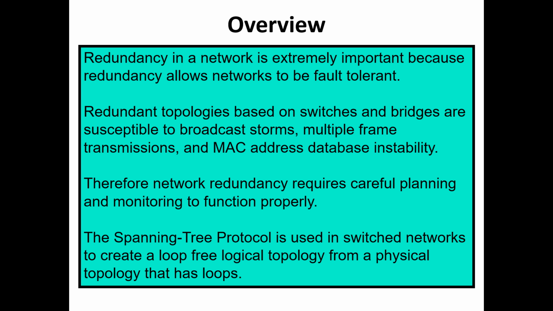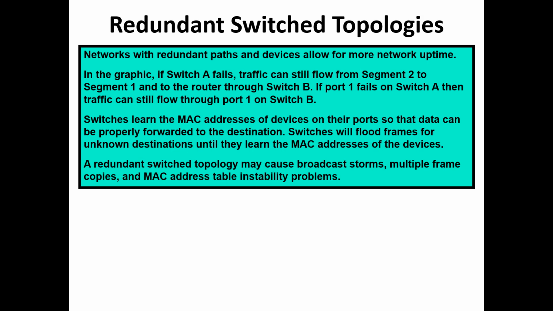The spanning tree protocol is used in switched networks to create a loop-free logical topology from a physical topology that has loops. Guys, even if one frame is broadcasted and creates a loop in a network, right? It can eat away all your bandwidth. So that's why our network should be loop-free. No frame should revolve in network forever. So that's why we need something to control the frames, broadcasts, storms, or loops.